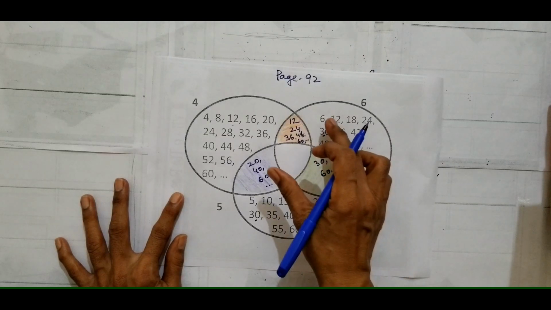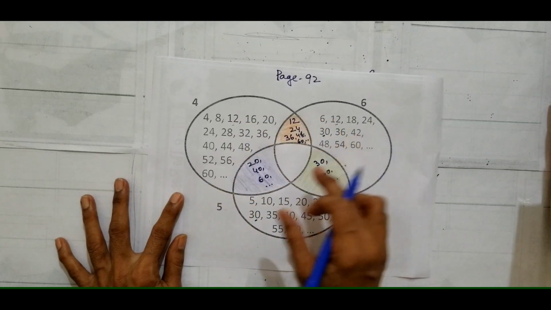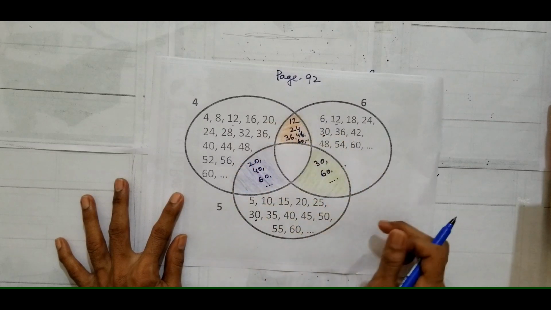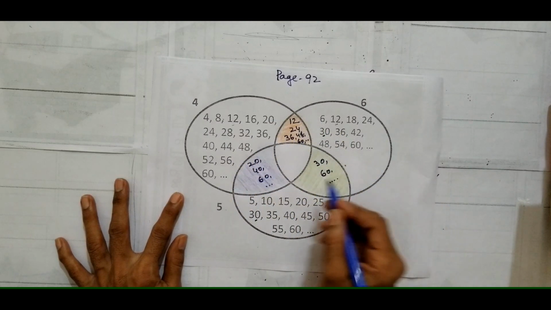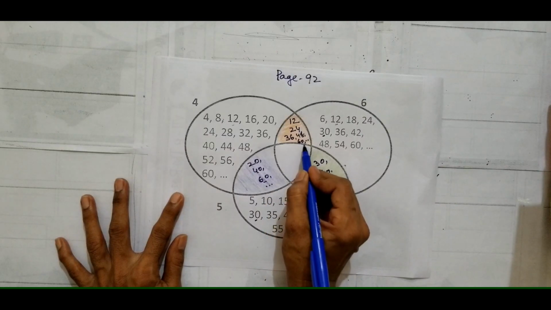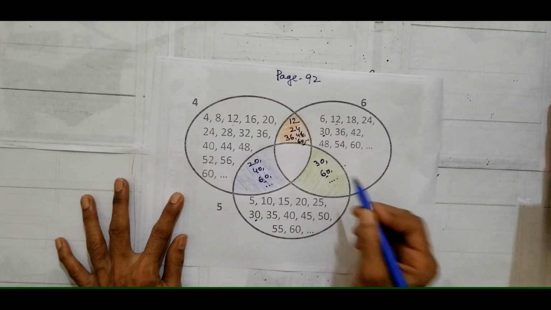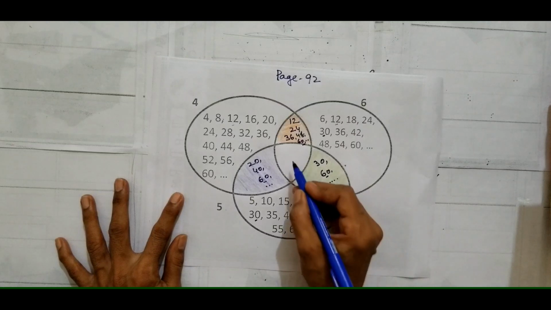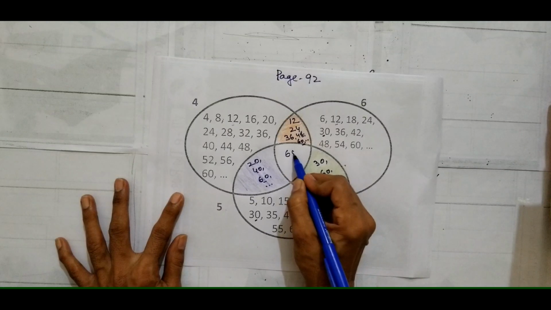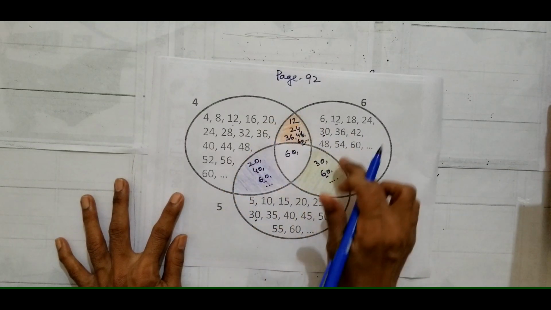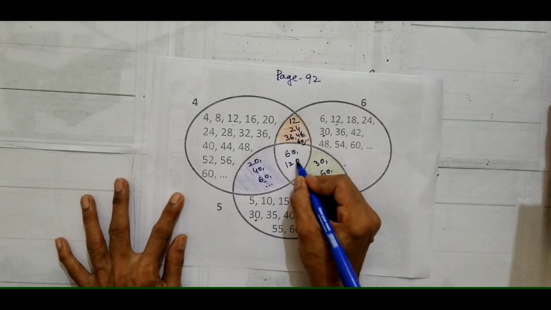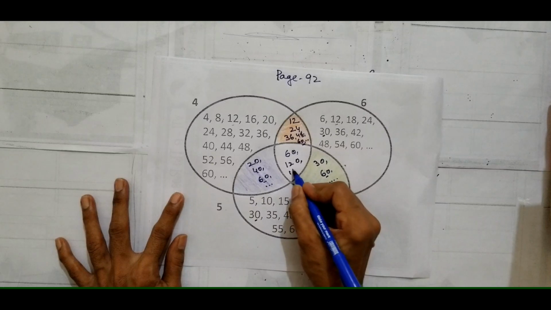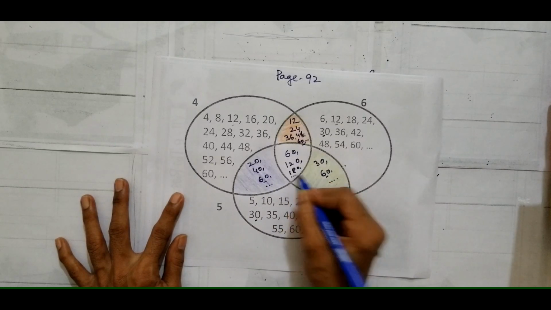Now common multiple of 4, 5 and 6 we have to find from here. Now if we see all the three intersection paths, we find only 60 is the common multiple here. What will be the next common multiple of all the three? Yes, it will be 120. Then 180 and so on.